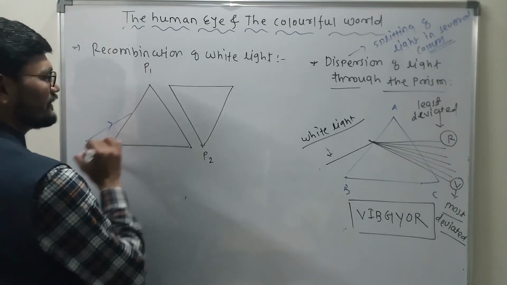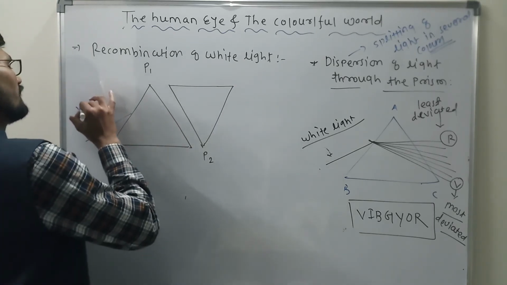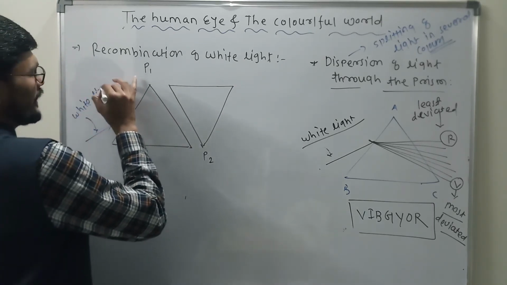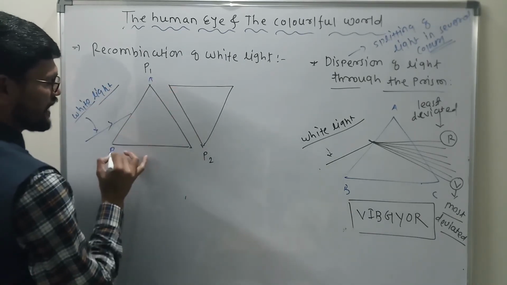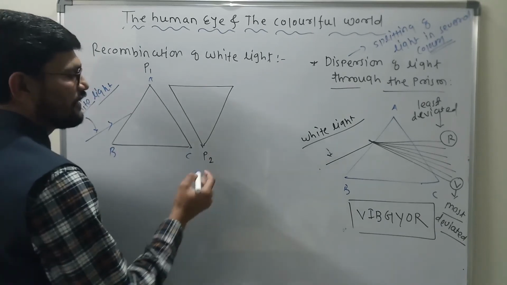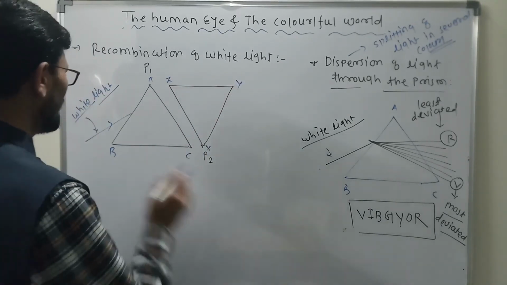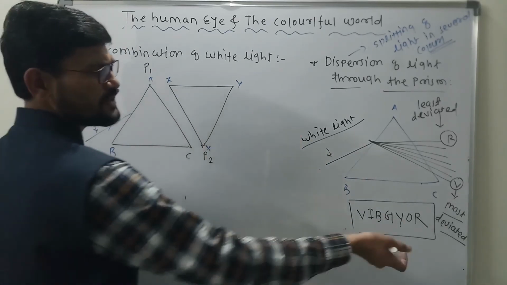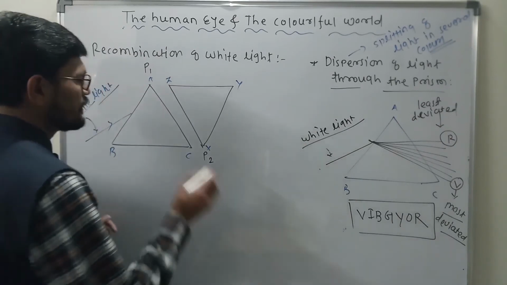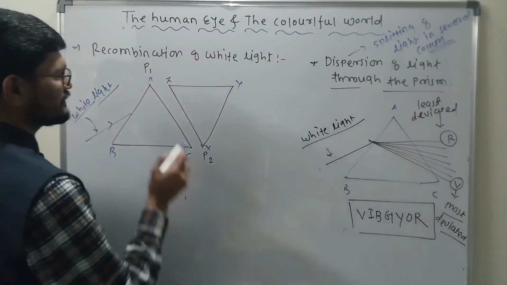White light is incident on one surface of the prism. Let us suppose this one is A, B, C, and this one is X, Y and Z. Light is incident. After incidence, the light gets refracted and it produces how many colors? 7 colors. But now here I am going to consider the least and most deviated colors, that is red and violet.